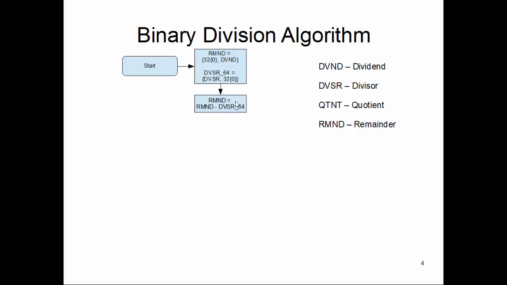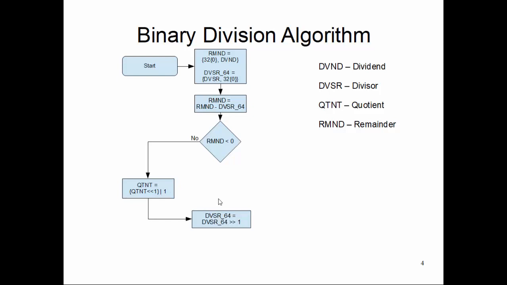We do remainder equals remainder minus divisor 64. So you can well imagine we need to bring in a 64-bit subtractor in this process. And then we test if the remainder is less than 0 or not. If it is not, then we insert 1 into the quotient bit after we left shift the quotient by 1 bit. So we do a quotient left shift by 1 or with a 1. And then we shift the divisor by 1 position towards the right. So we right shift the divisor 64 register by 1.